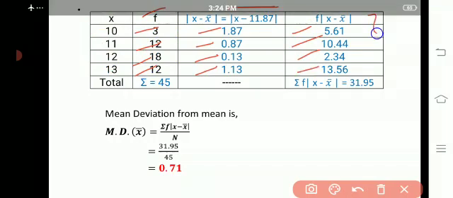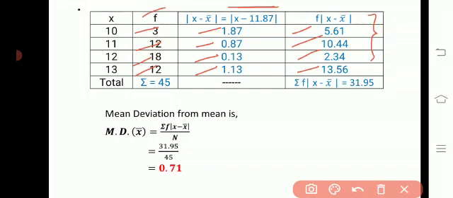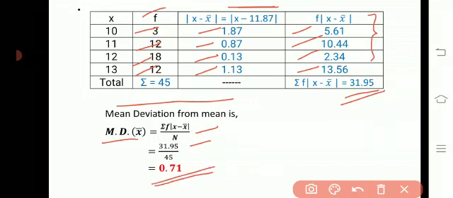If you add all f into absolute value of x minus x bar values, then you will get 31.95. After that, we have the mean deviation from mean formula: MD of x bar is equal to summation f into absolute value of x minus x bar upon capital N, which is 31.95 divided by capital N is 45, and after simplification you will get mean deviation from mean, that is MD of x bar is equal to 0.71.